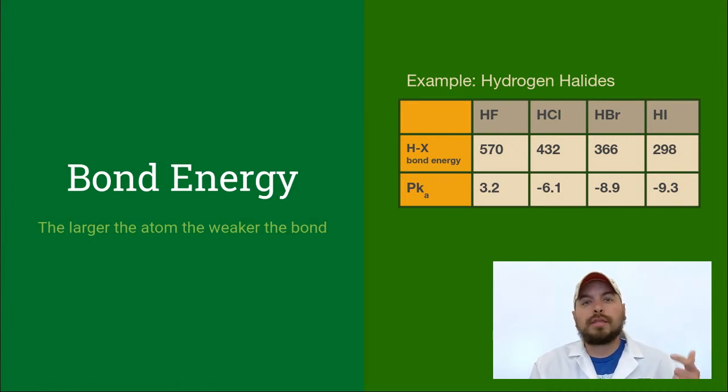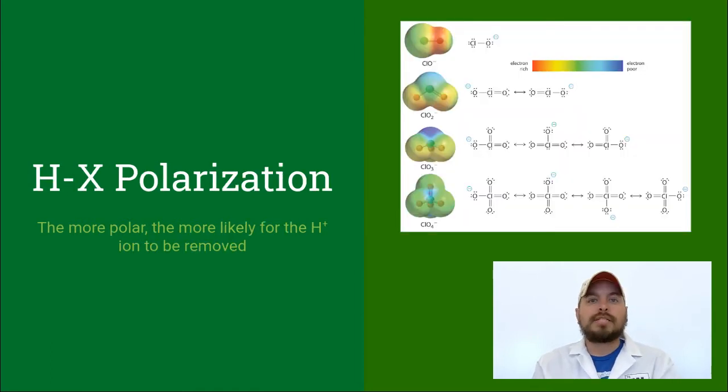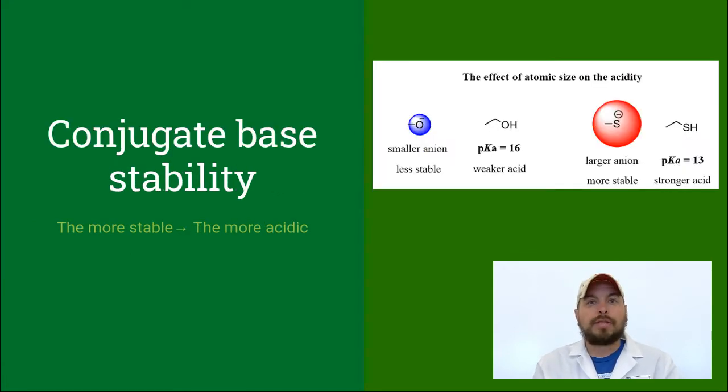There are three things that can make a hydrogen more likely to pop off. The first is that the bond between the hydrogen and whatever it's attached to in the acid becomes weaker. The second is that the bond between the hydrogen and whatever it's attached to in the molecule becomes more polar. And the third is that the anion that is produced as a result of the hydrogen popping off becomes more stable. So these are the three factors that we can always lean on and rely on as a justification for why an acid is stronger.